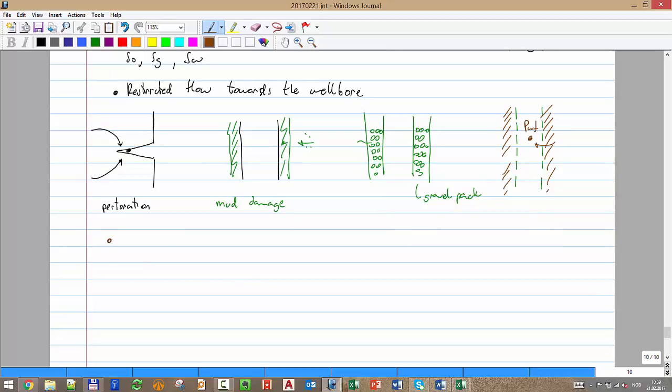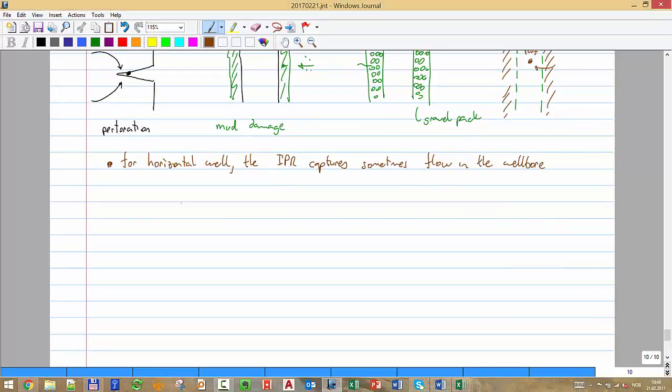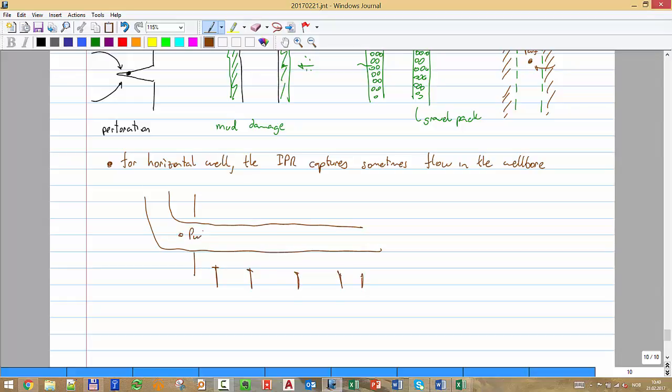Then one more thing for horizontal wellbores: the IPR captures sometimes flow in the wellbore. For example, we have our horizontal section like that, and we have flow all along the wellbore. Sometimes we put our PWF here, and that has both flow through the formation and flow inside the pipe. Okay, so that might also be captured by the IPR.